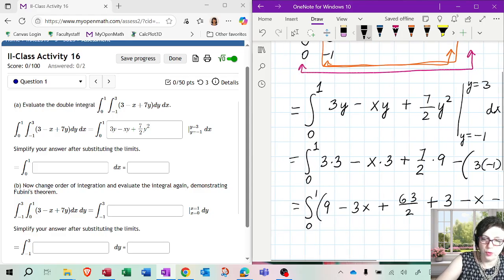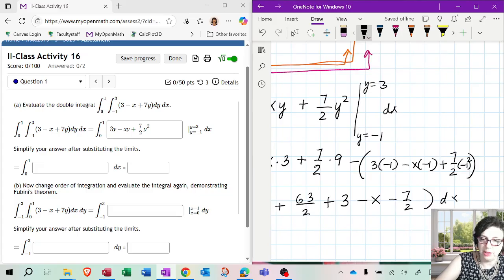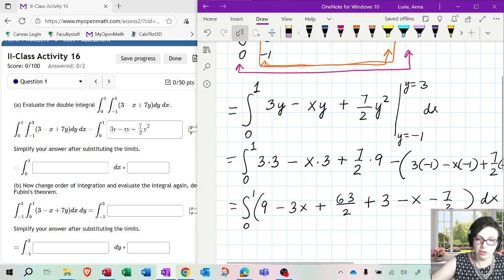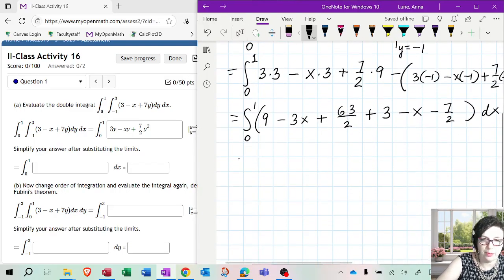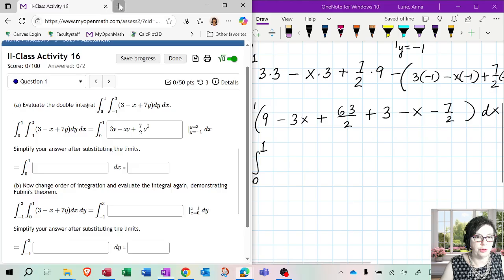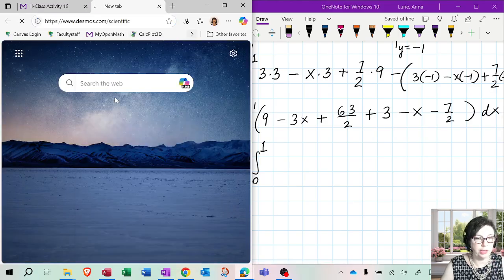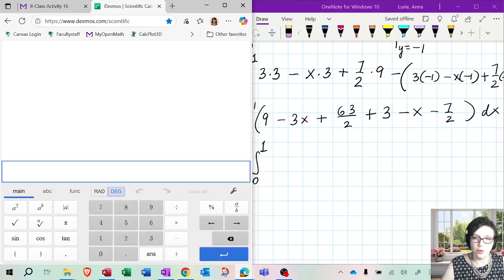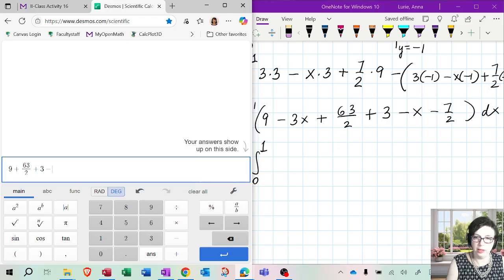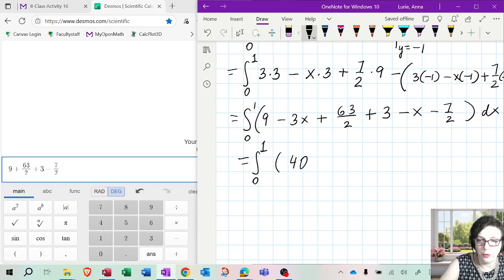Never ever move on and start integrating until you completely simplify your answer. So you should never start integrating right now. You have to combine like terms first. And for that, I will just go to my trusty calculator. Let's go to Desmos. For the constants, we got 9 plus 63/2 plus 3 minus 7/2. So that's 40. And for the x terms, we got negative 3x and minus x. So that's negative 4x.